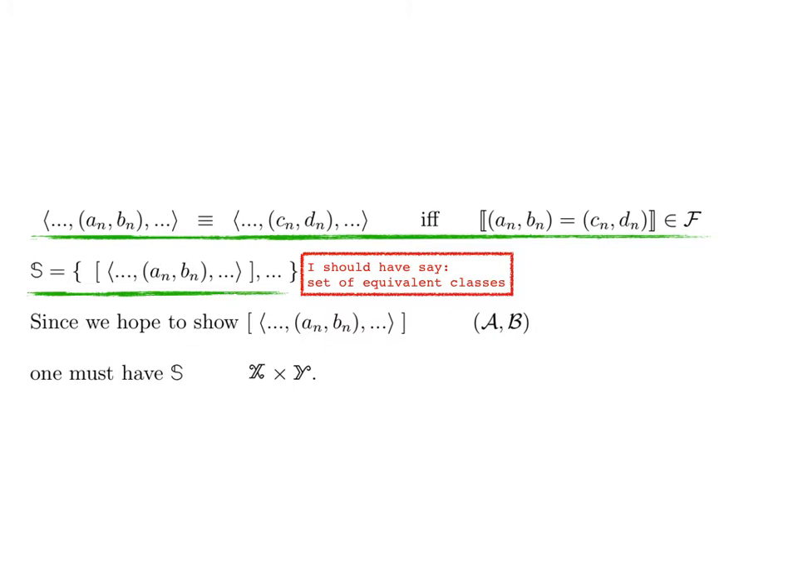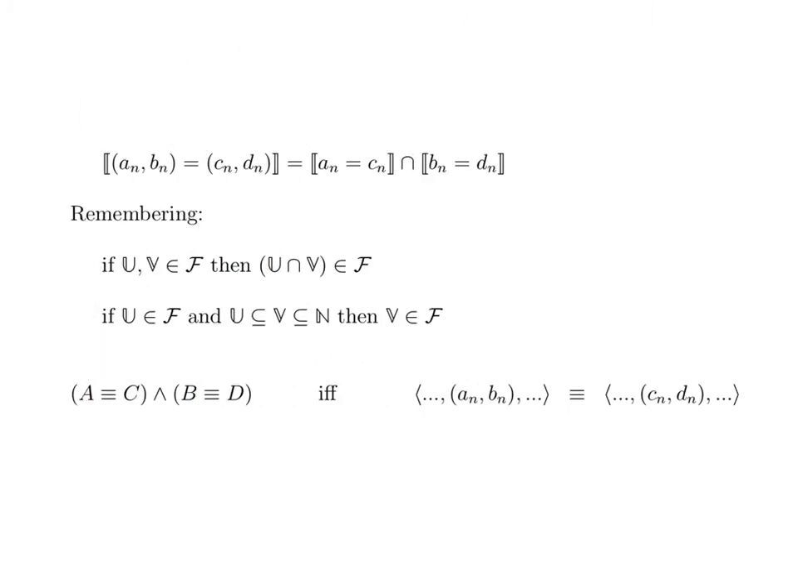If one can show that every equivalence class of pairs maps on only one pair of hyperreals, then we will have shown that S maps on the Cartesian product of the two hypersets. The set of integers for which the pairs are identical is given by the intersection of the two sets of integers in which an equals cn and bn equals dn.